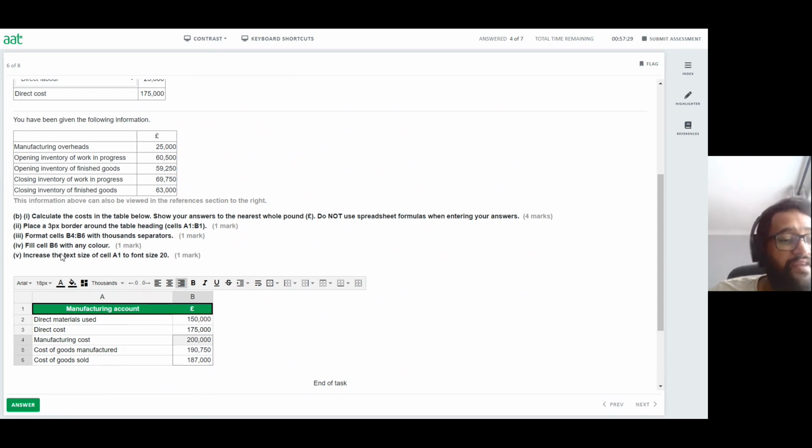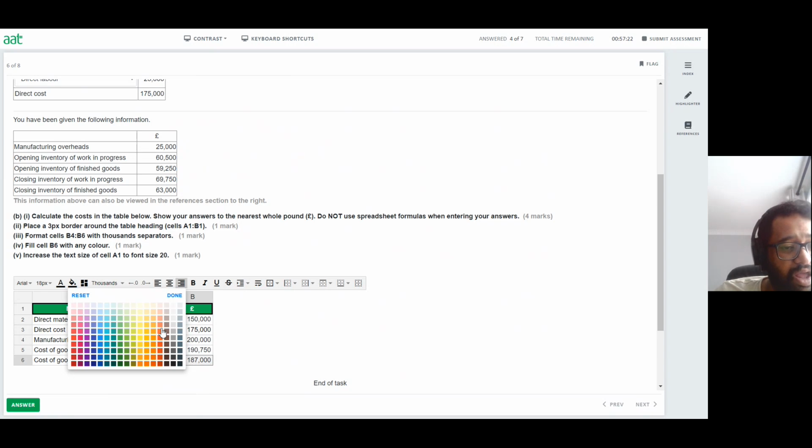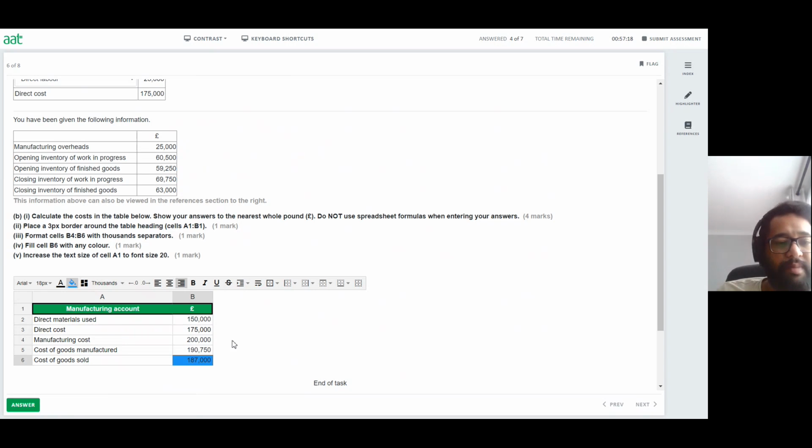They're also saying here, fill color cell B6 with any color. So B6 wants to be filled with any color. See that here? This is the fill color. I'm going to choose a nice little blue here. Okay, so that's fine. Any color is fine. They're also saying increase the text size on cell A1. So only this one needs to be increased to size 20. So I'm going to look at that here, and it just increases the size a little bit there.